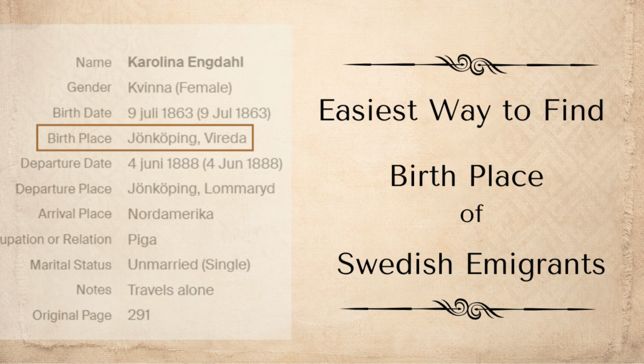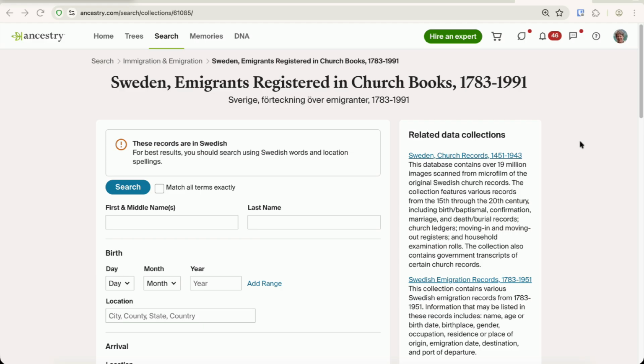Hello and welcome to another video in my series about using Ancestry to find the place of origin of a Swedish ancestor. Today I am talking about my favorite record set in Ancestry, Sweden Emigrants Registered in Church Books. I consider this Ancestry's secret weapon for helping you break through that brick wall of figuring out where your Swedish ancestor came from. First, I'll be explaining what this record set is, and more importantly, to give you some tips for how to successfully search for the records you are looking for.